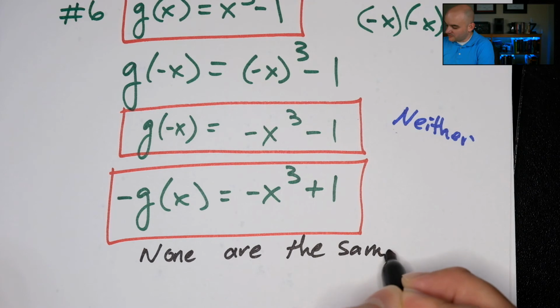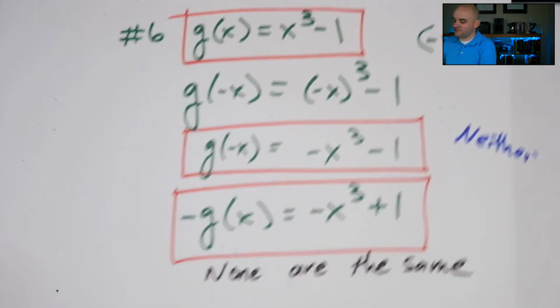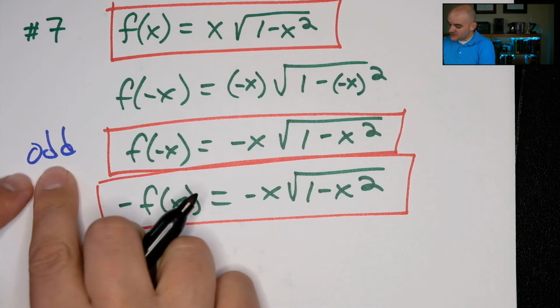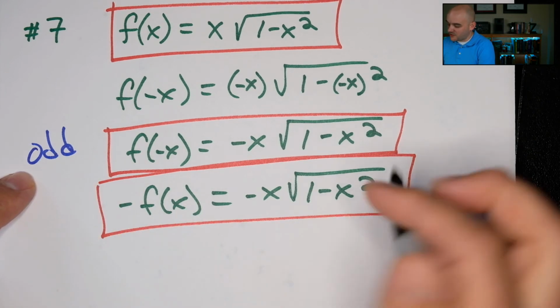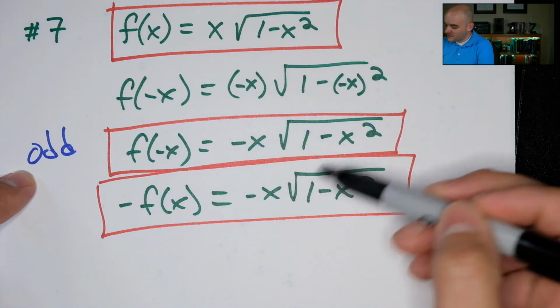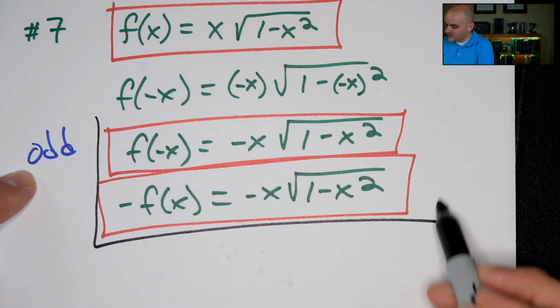That's how I knew from the get-go, like, wait a minute. If none are the same, why did I say one, you know, it was like odd or even, whatever I put it as. Number 7, this one's odd. Let's see if we got some that are the same here. That's a positive x, that one's a negative, so those two aren't the same. But these two bottom ones here, they are exactly the same.